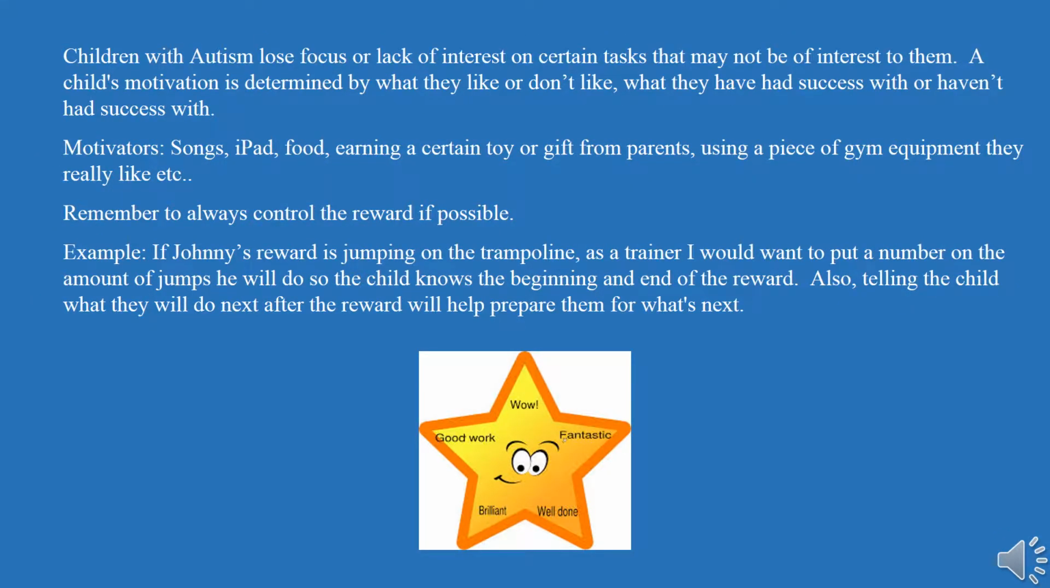Children with autism may lose focus or lack interest on certain tasks, especially tasks that do not interest them. A child's motivation is determined by what they like or dislike, what they have had success with in the past, or what may have been difficult for them. Motivators such as their favorite songs, iPad, favorite food, earning a toy or a gift from their parents, or using their favorite piece of gym equipment are great rewards to motivate each person.